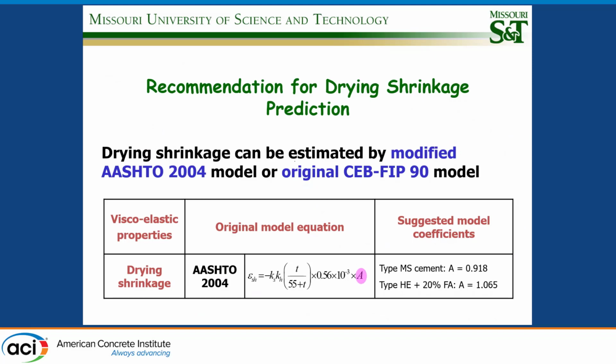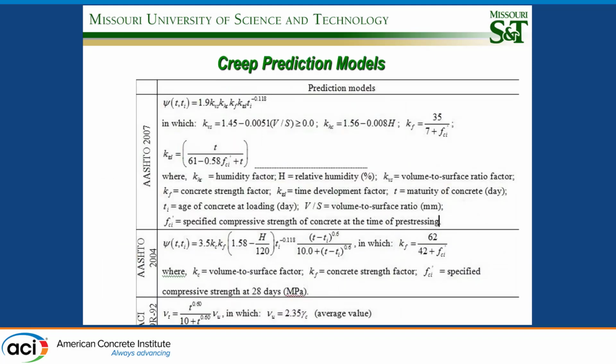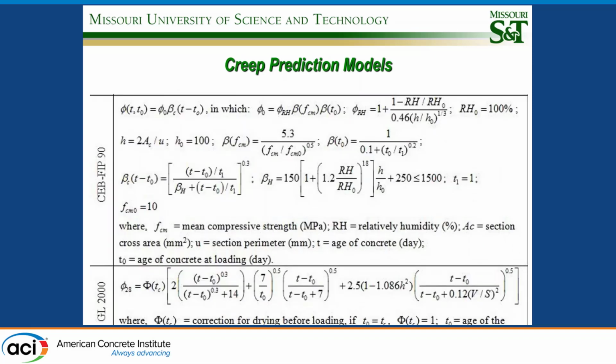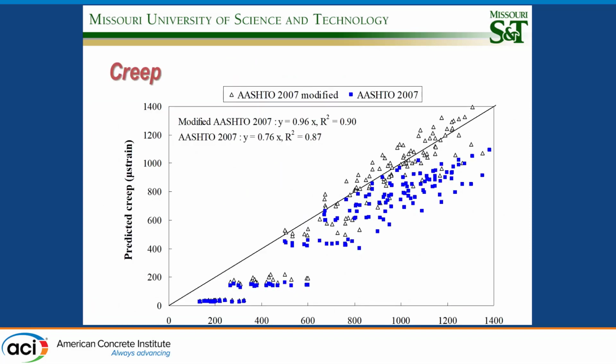All right, and then we have the prediction. So in terms of prediction for drying shrinkage, again, we introduced this coefficient A that is a cement coefficient, and then you have two coefficients, 0.91 and 1.06. Those are the coefficients for the two types of cements that are proposed or that were tested. And then there's other models, and again, I'm not going to go through all of them. All of this work is published under NCHRP. It's free to download.